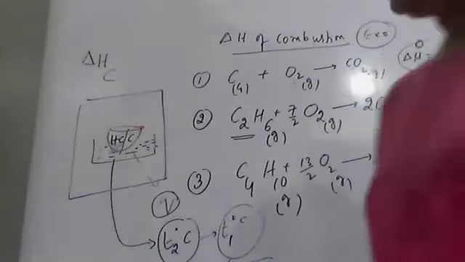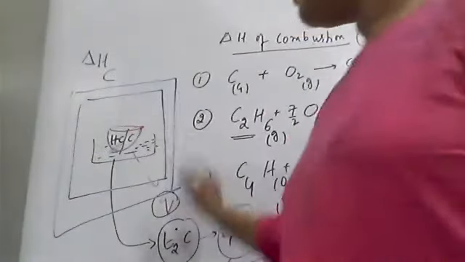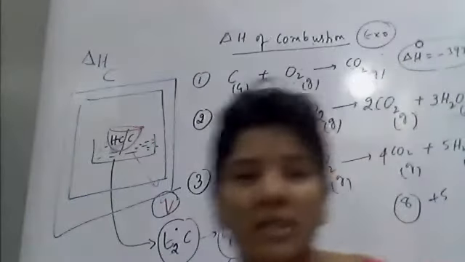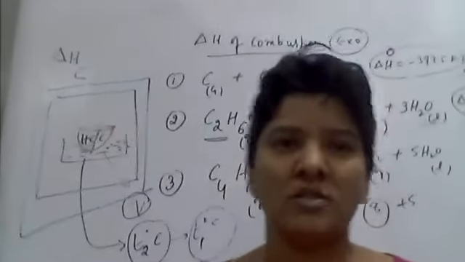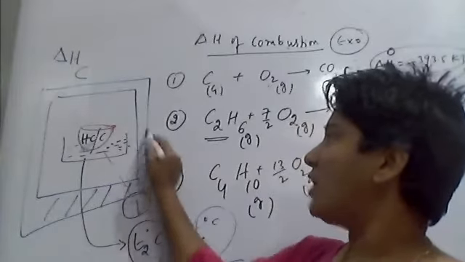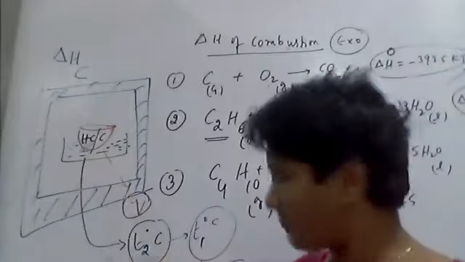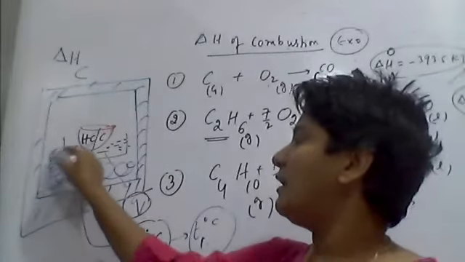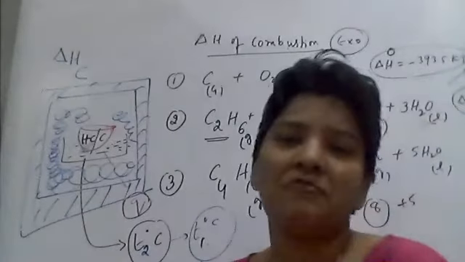Next, see this bomb calorimeter, this bomb container, which is immersed in the water. It is placed safely in a wooden box. This square box which I have shown is the wooden box. Around the water tub kept here, we have to use an insulating material like cotton, or fox fur.